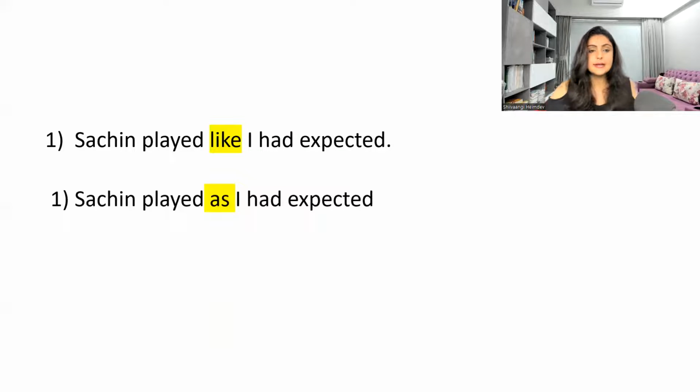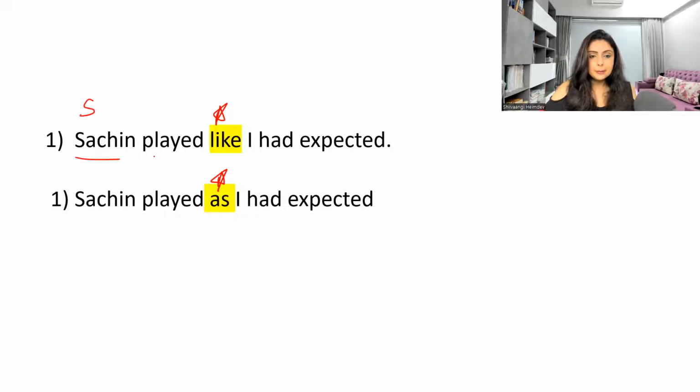Look at the first example. You have the same sentence wherein we are using like also and wherein we are using as also. See, this is the current structure. This is the current status of our language, wherein we tend to use like and as interchangeably. Sachin played like I had expected. Sachin played as I had expected. Which one is correct? Now see, look at this sentence very carefully.